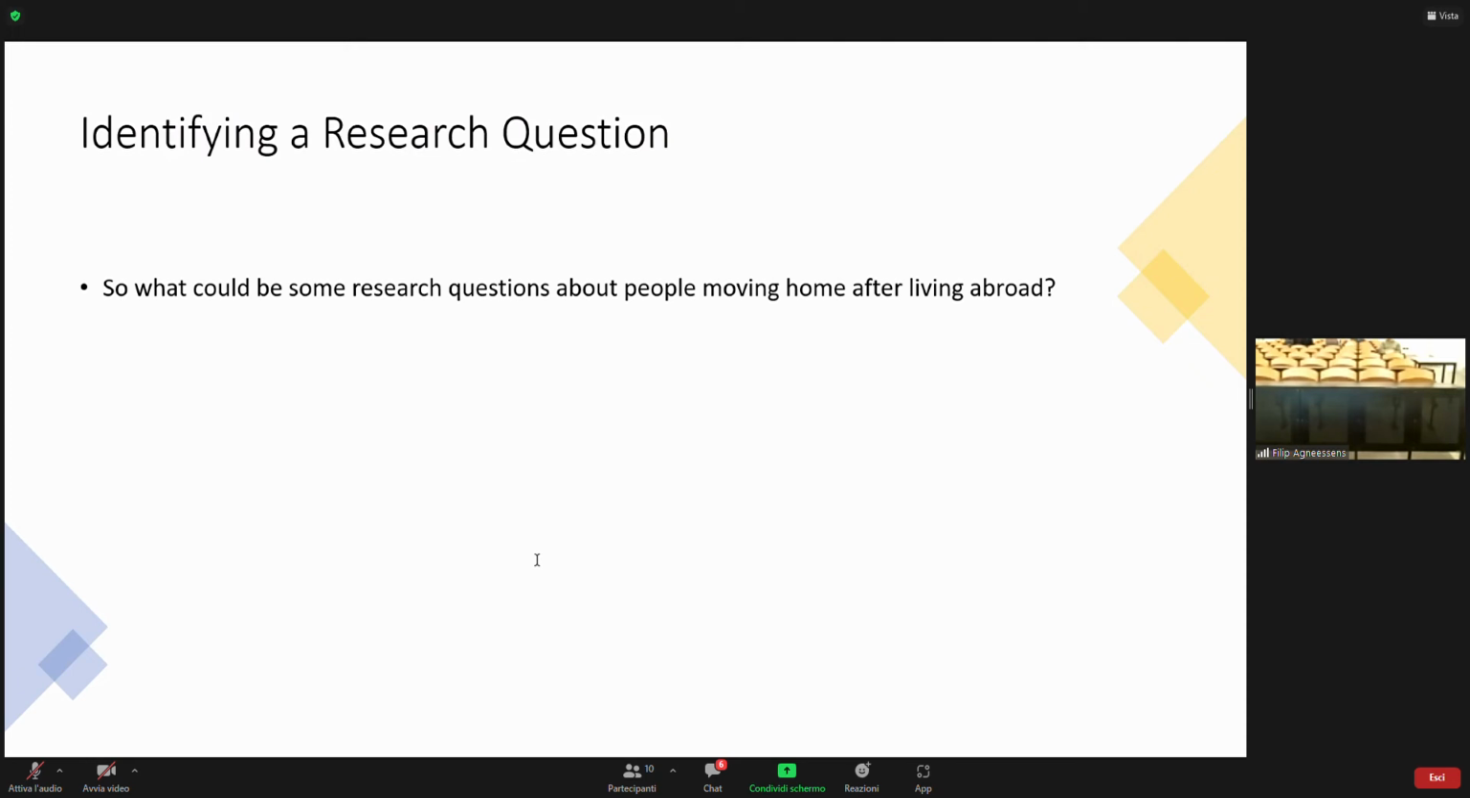Exactly. So one big topic we could look at is why do they come back? Is it because they didn't like it abroad, or is it because they had a goal? For example, some people go there to earn money and then buy a house. Or some people go there because they want to have 5 years of working experience in an international company. They achieve that and they go back.